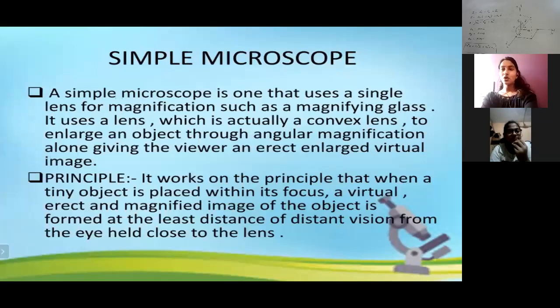The simple microscope is that microscope which uses a single lens for its magnification, such as a magnifying glass. It uses a convex lens to enlarge the object through angular magnification. It alone gives the viewer an erect, enlarged, and virtual image. The principle on which the simple microscope works is that when an object is placed within its focus, a virtual, erect, and magnified image of the object is formed at the least distance of distinct vision from the eye when held close to the lens.